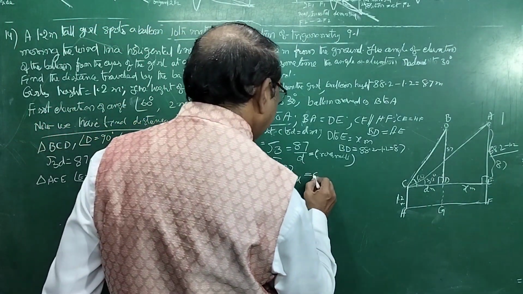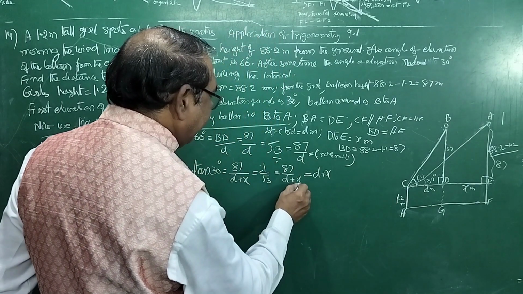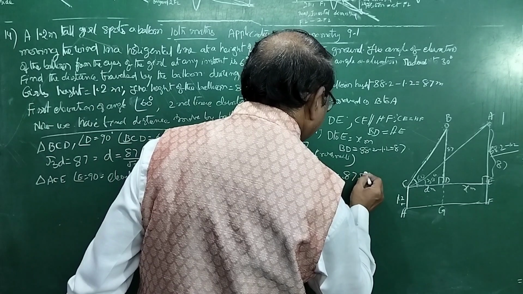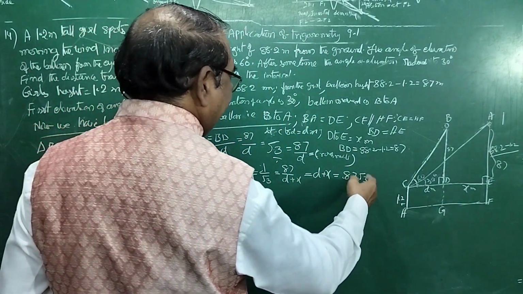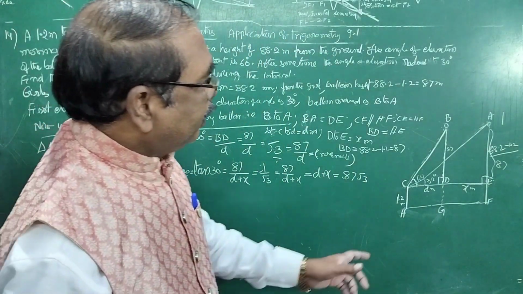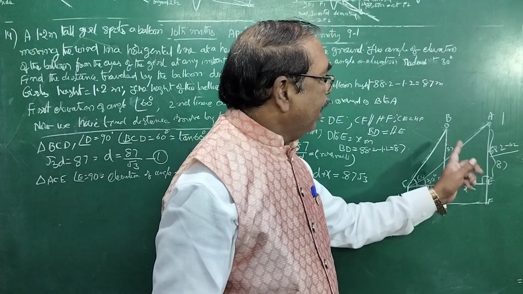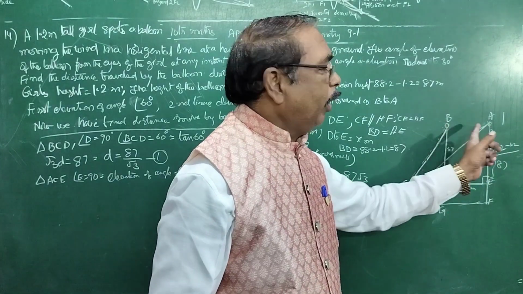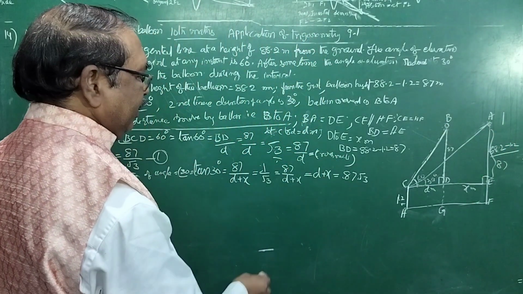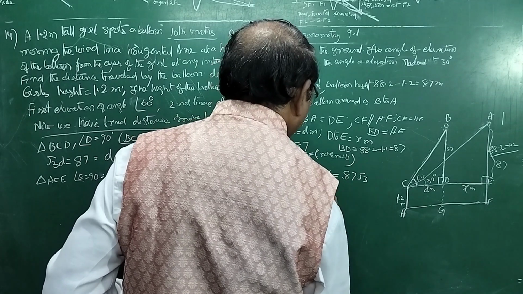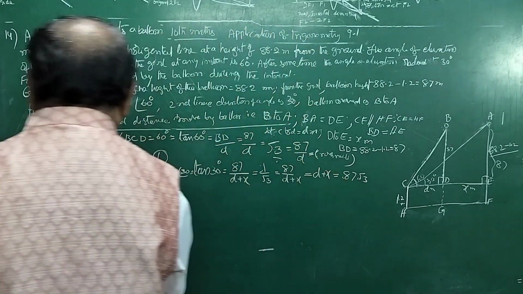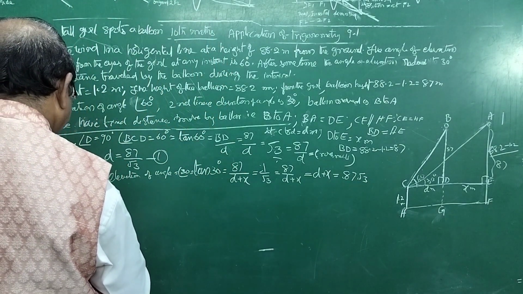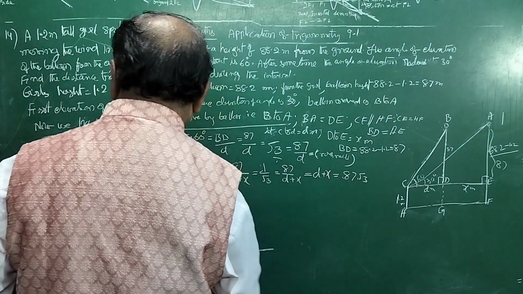So 1 into (d plus x) is equal to 87 into root 3, which is 87 root 3. What we have to find out is how many meters the balloon moved horizontally from one place to another. Now we have to find the x value. Let us write x is equal to 87 root 3 minus d.